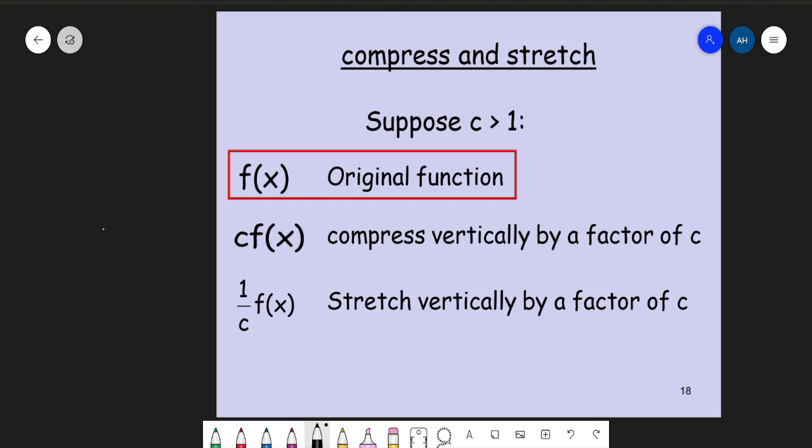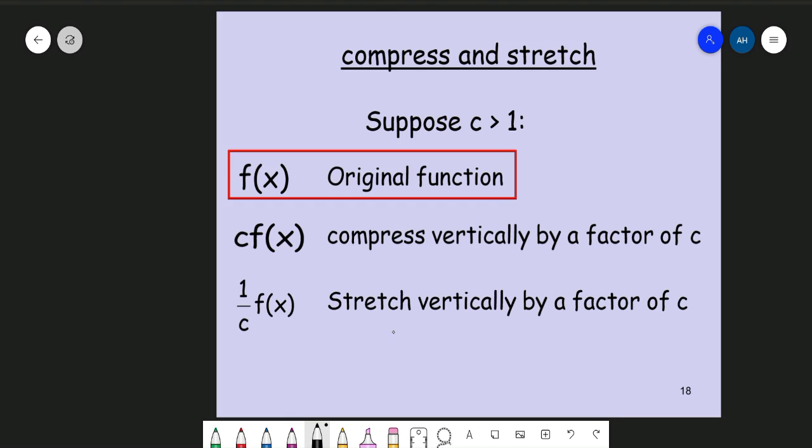Alright. Now we are going to take the same function f as our original function. Now to compress a function vertically by a factor of c, what we have to do is multiply the function f by c, where c must be greater than 1. If we multiply f by a number greater than 1, we are going to compress the function vertically by a factor of c.